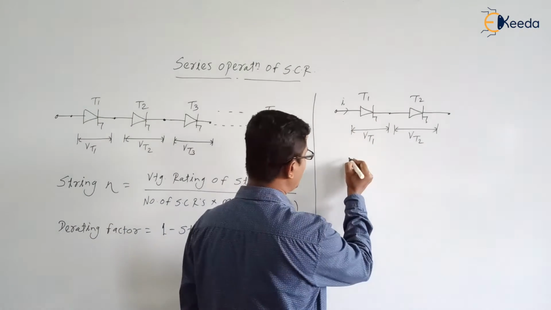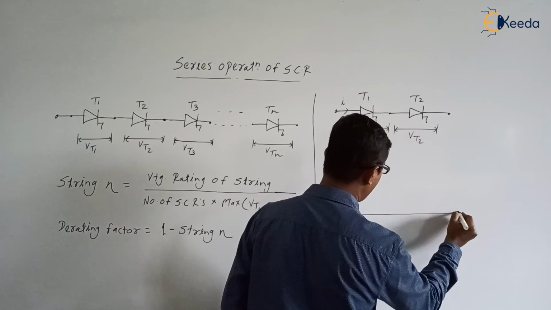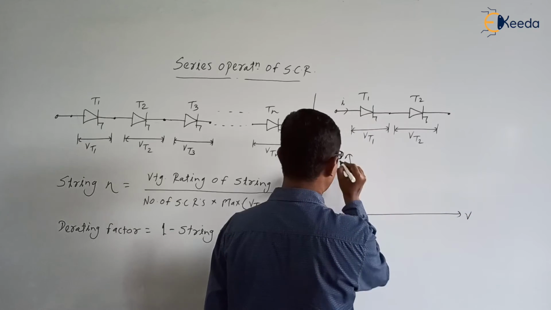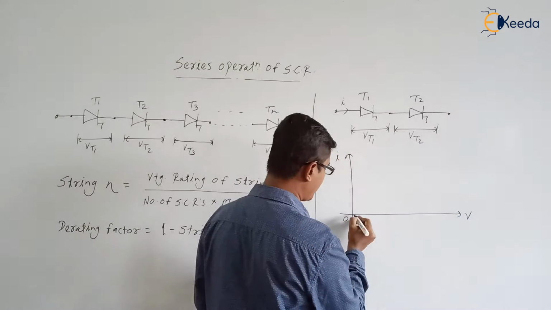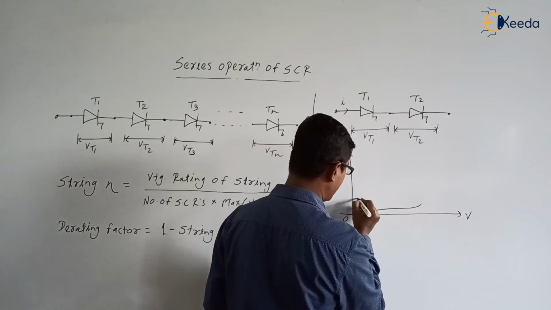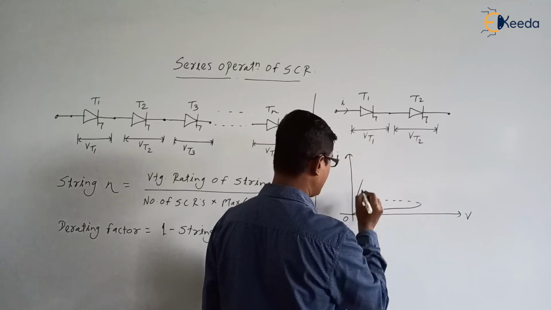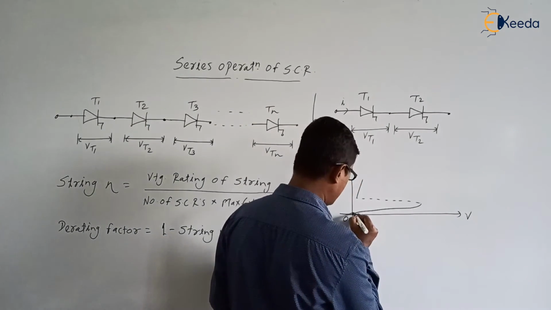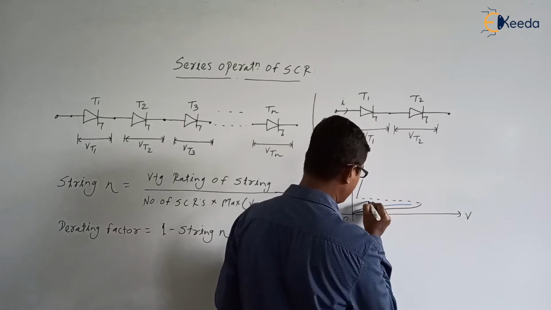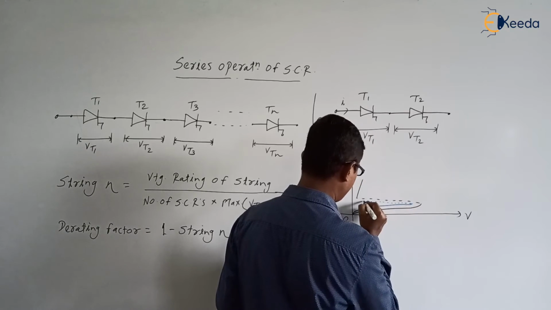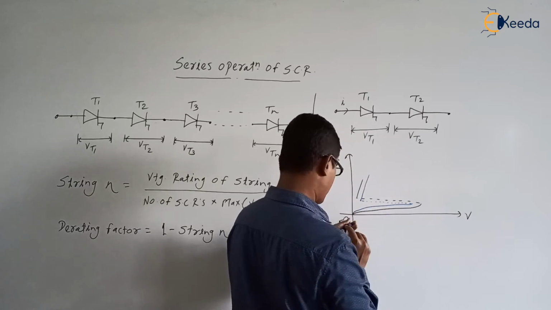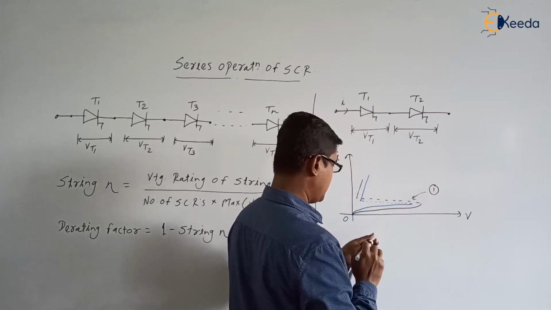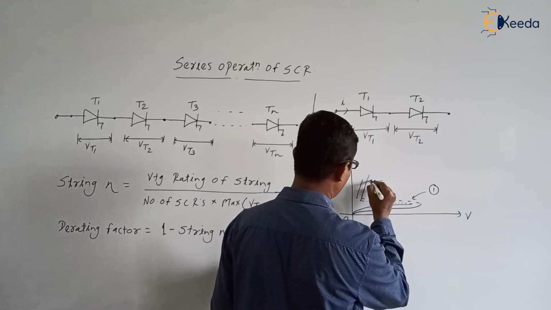Now suppose the SCRs have the VI characteristics as shown in the figure, with voltage across the SCR and current flowing through the SCR. Suppose this is the VI characteristic of the first SCR, and this is the VI characteristic of the second SCR. This one is for the first SCR and the blue one is for the second SCR.